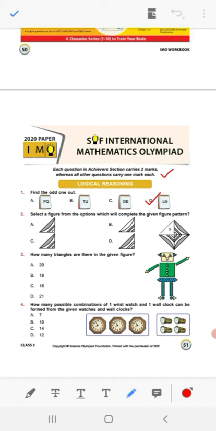Select a figure from the options which will complete the given figure pattern. You have to find which option is correct here. There is a circular part shaded outside in every part, then a white part, then inside there is a straight part shaded, and then a white part, and in this quarter part there is a circular part which is shaded. So comparing, we get that option C is fitting here.